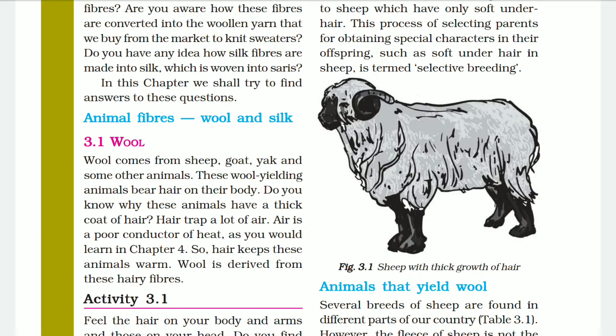Wool comes from the sheep, goat, yak and some other animals. These wool yielding animals wear hair on their body. So they have a thick hair coat on them. Why is it so? Because they trap the air, and air is a poor conductor of heat. As you will learn in chapter 4, hair keeps the animal warm, and wool is derived from these hairy fibers.